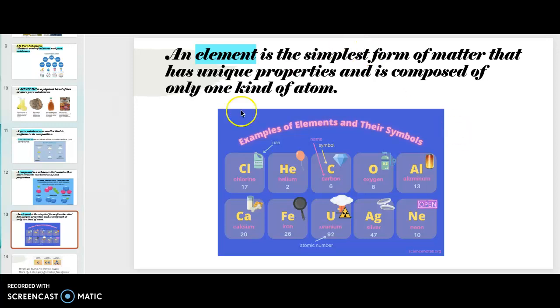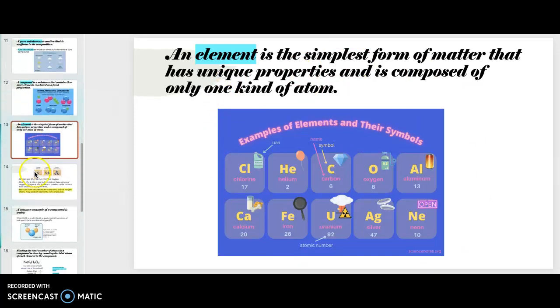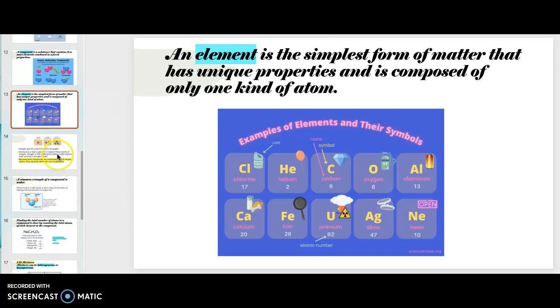And here are some examples: chlorine, helium, carbon. And when we get to using the periodic table more next week, you'll see that there are many, many elements that make up our universe.